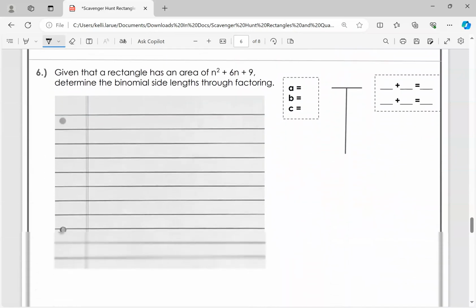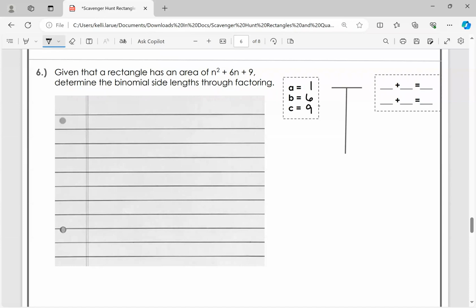Number 6 says that our rectangle has an area of n squared plus 6n plus 9. So a is 1, b is 6, c is 9. We want factors of a times c that add to b. So let's run through our factor tree, and bingo, we just found those factors. 3 plus 3 equals 6, so 3n plus 3n equals 6n.